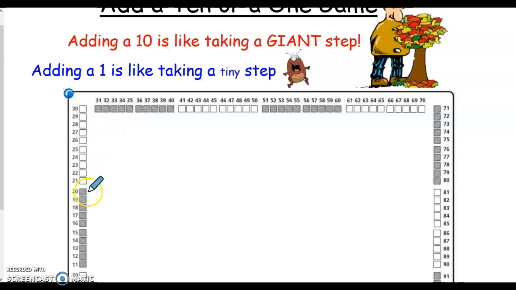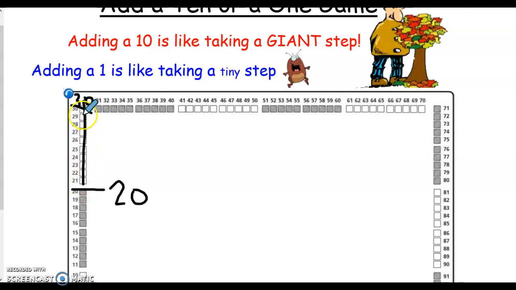So let's say I'm going to pick the number 20. This is where we're starting at. Okay, right here, I'm going to draw me a line that says I'm going to start at 20. Now, adding 10 is like taking a giant step. So this is like a 10 right here. Boop, add the 10. What did we land on? Yep, we landed on 30. Okay, so that's what adding a 10 looks like.